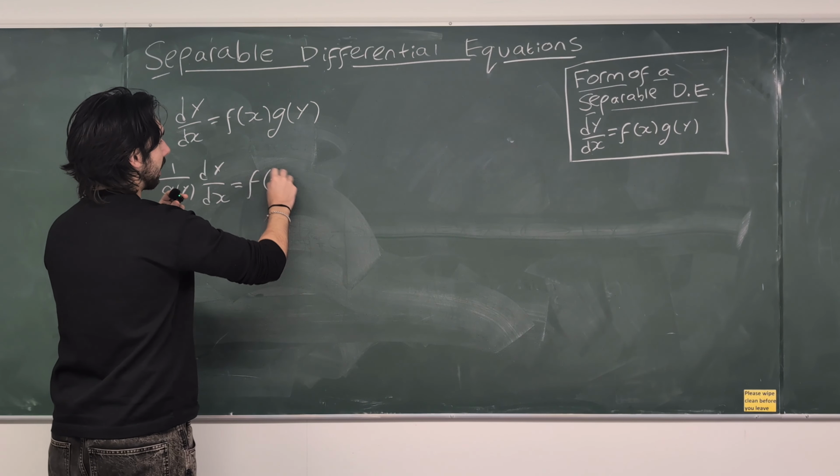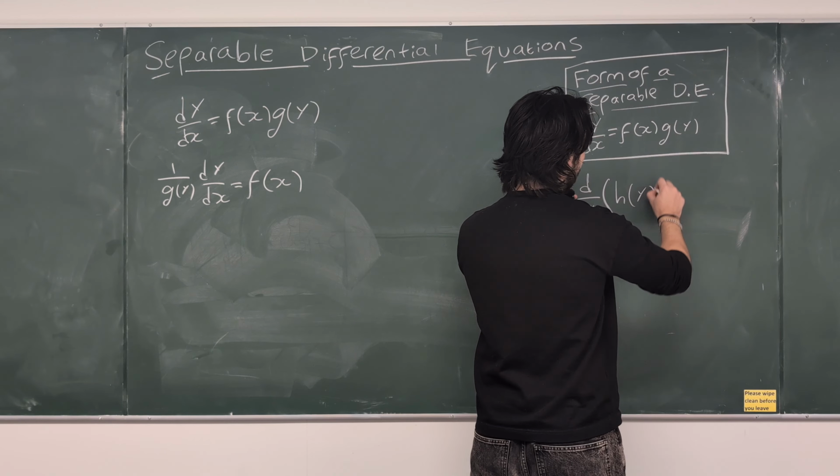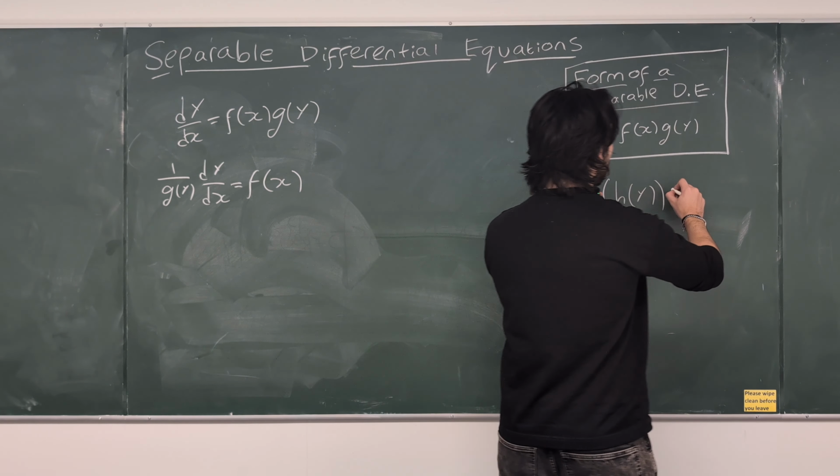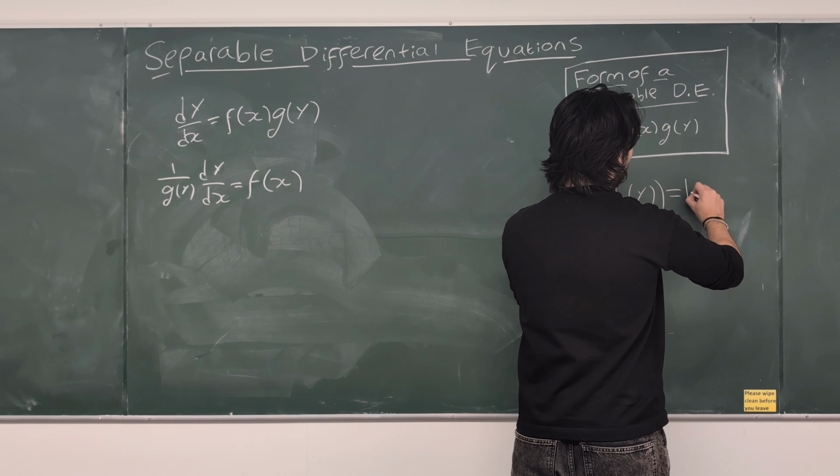Now, this is the idea. If you differentiate a function of y with respect to x, remember that the derivative with respect to x of some function, I'll call it h of y for now, is, using implicit differentiation, the derivative of h of y with respect to y times dy dx. This is just implicit differentiation. Hopefully you're happy with that.